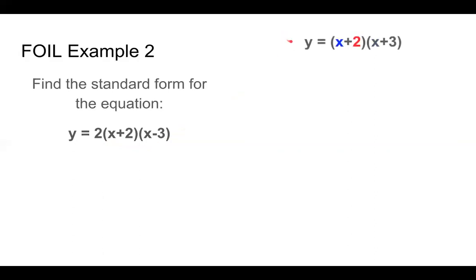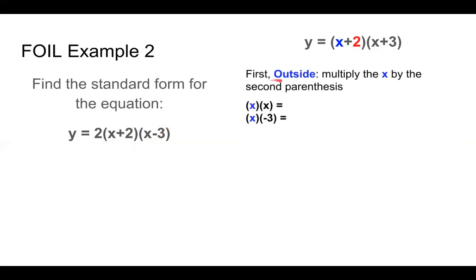So I'm going to bring this up here. I'm going to have my outside and inside number, and I'm going to have my second parentheses. Now this 3 should be a negative 3. I made a mistake over here. So my first outside, I have x, and I'm multiplying it by the second parentheses. And you can see I have the correct number over here. I have negative 3. So first I do x times x, which makes x squared.